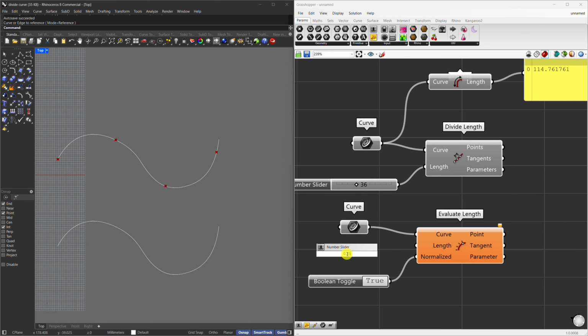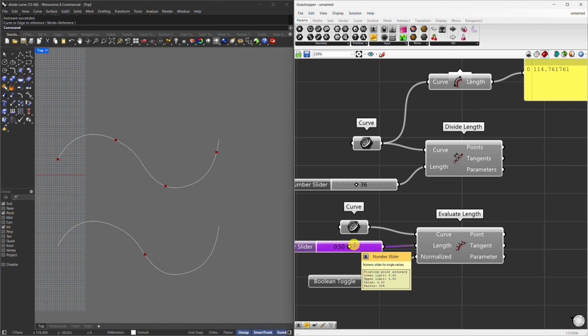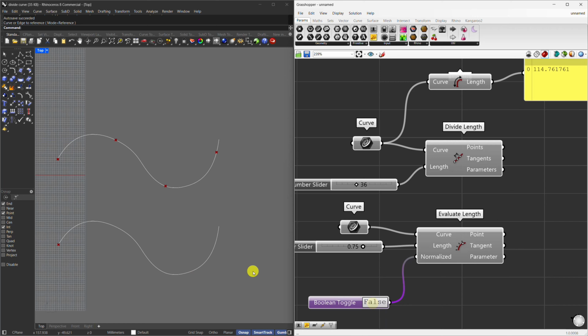If you want to position a point at 35% of the overall curve length, let's connect that. This is 35%. This is the midpoint. This is 75%. The other way is when this is false, which means you can input the length. Let's say 100.